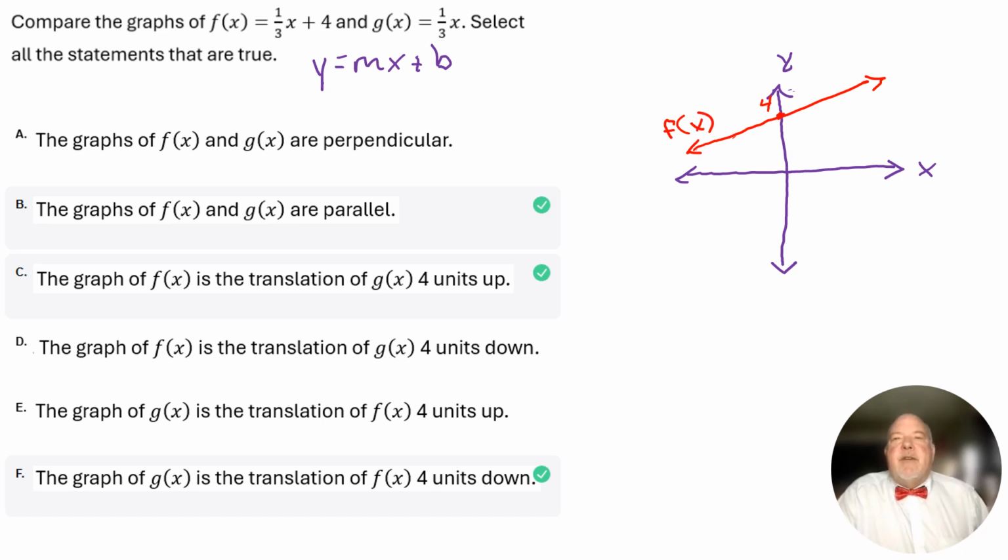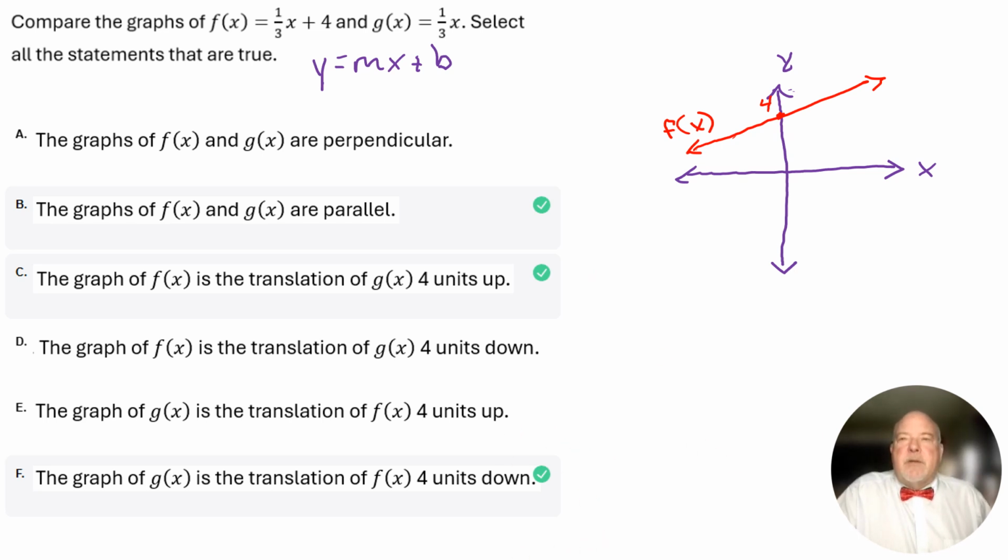Then if I look at g of x, it has the same slope and it doesn't have a y-intercept here. That means the y-intercept is 0. So let's pause for a second. If you have two linear equations with the same slope, that tells you they're parallel. I like to think of slope as measuring the steepness of a line. As the slope increases, the line gets steeper. They have the same exact slope, so they're going to be parallel, but this one goes through the y-intercept at 0.